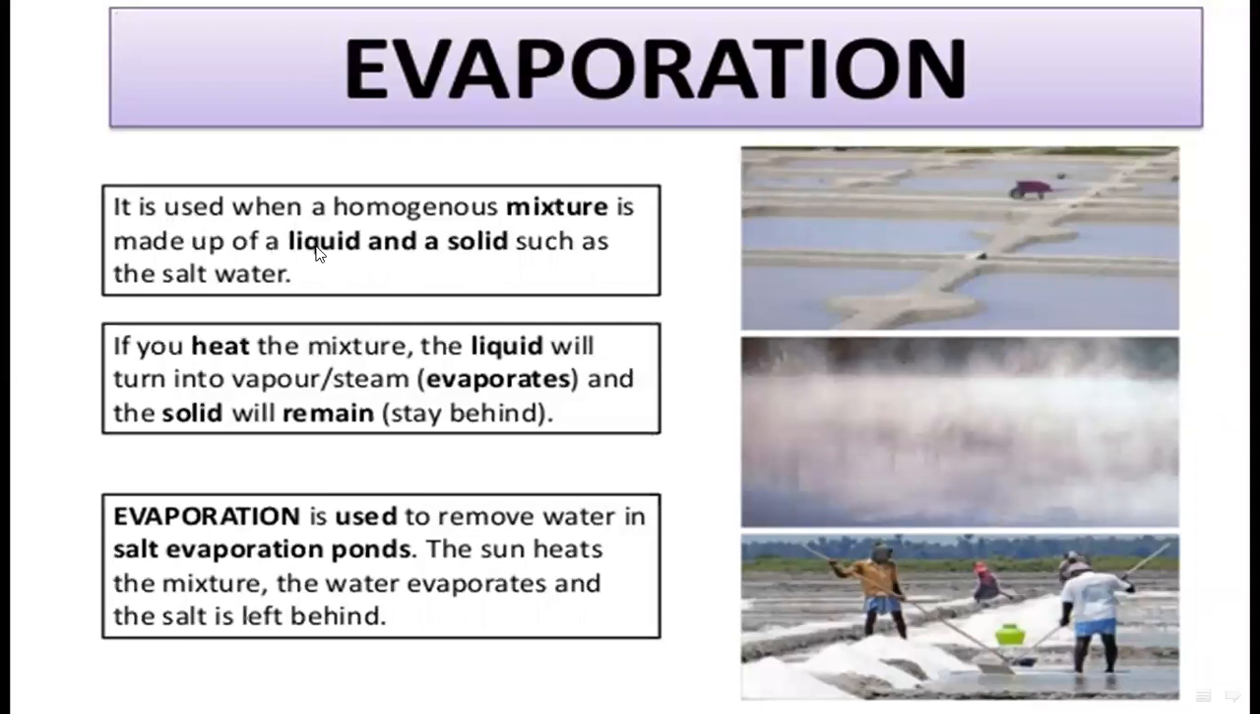Evaporation is used when a homogeneous mixture is made up of a liquid and a solid, such as salt water. If you heat the mixture, the liquid will turn into vapor, or steam, it evaporates, and the solid will stay behind. Here you see evaporation is used to remove water in salt evaporation ponds. The sun heats the mixture, the water evaporates, and the salt is left behind.